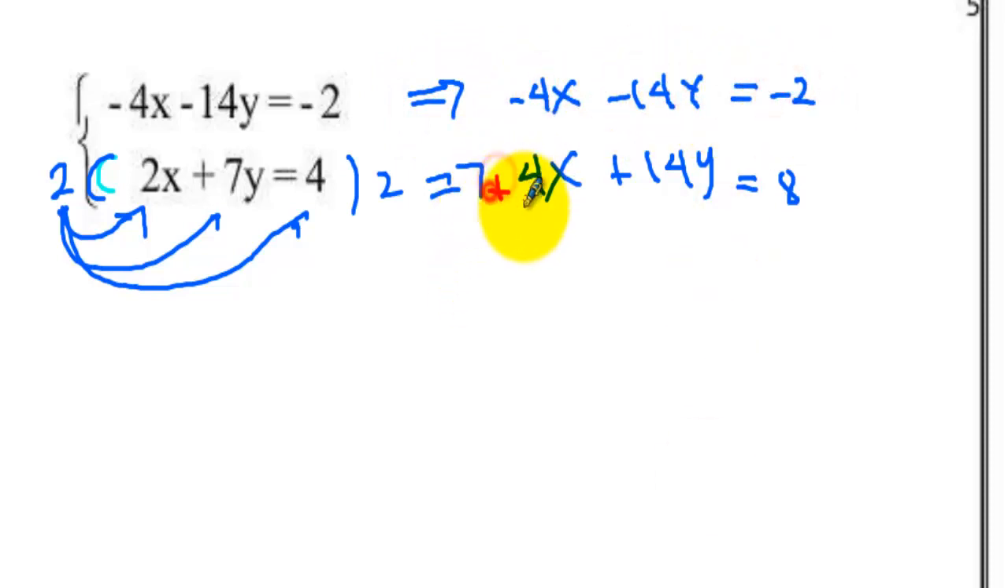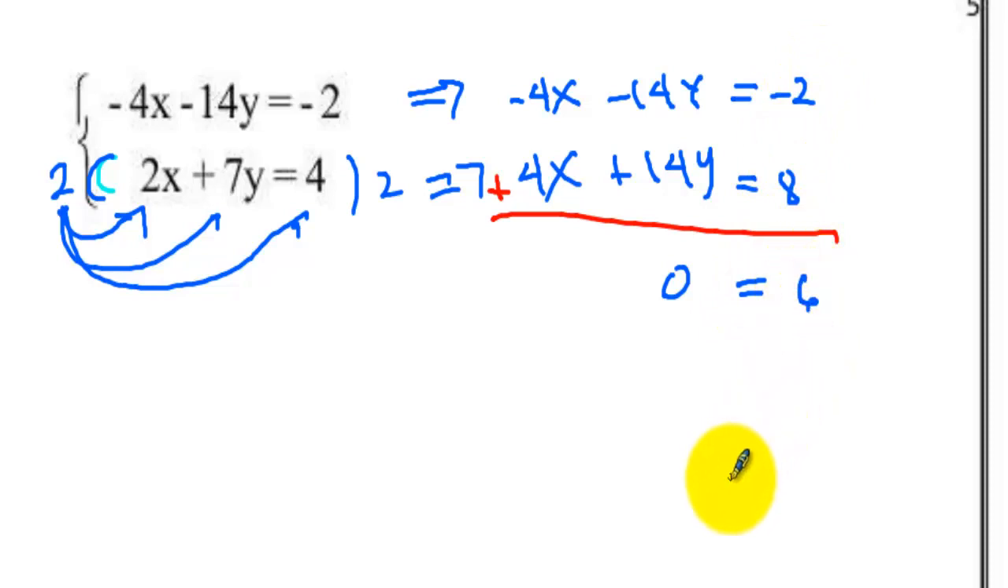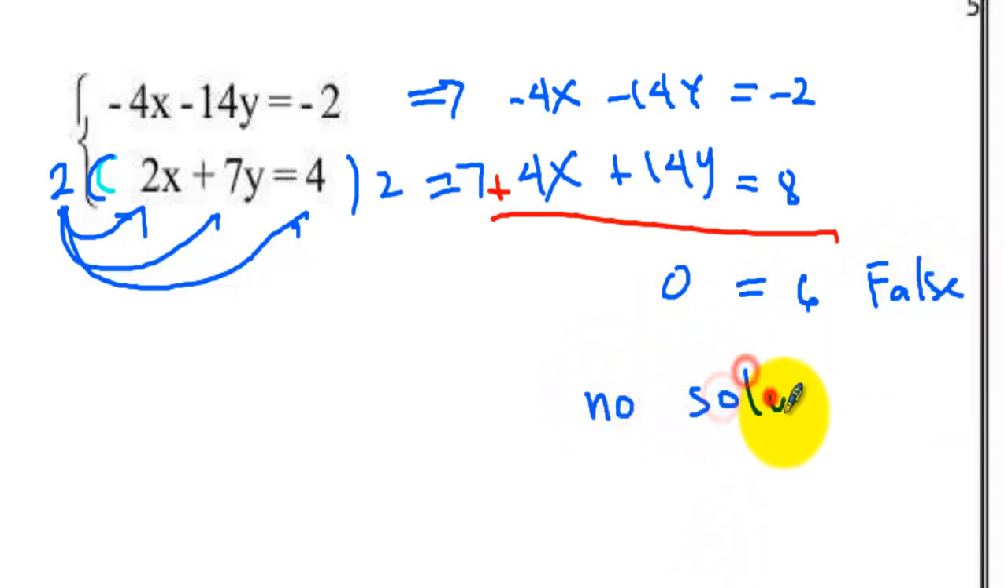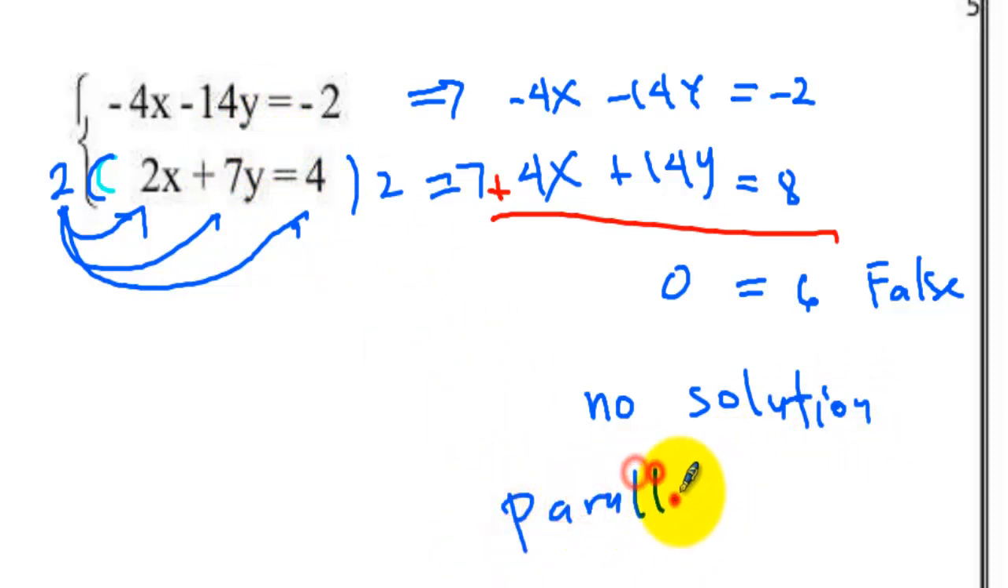Let's add the two equations. So negative 4x plus 4x is 0. Negative 14y plus 14y is also 0 equals negative 2 plus 8, which is equal to 6. This is a false statement. It means that we don't have a solution. It means that these two lines are parallel lines.